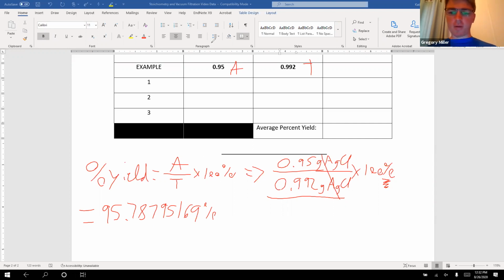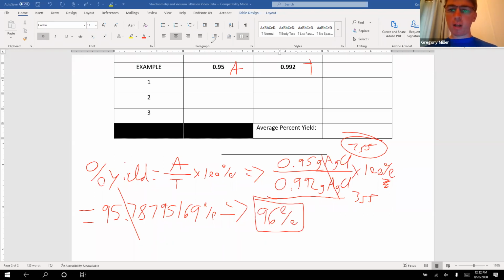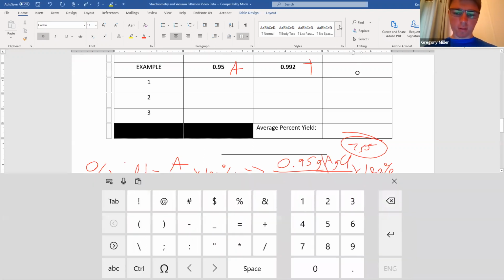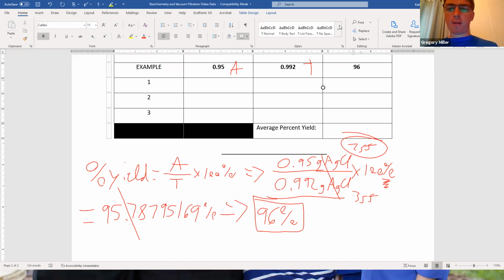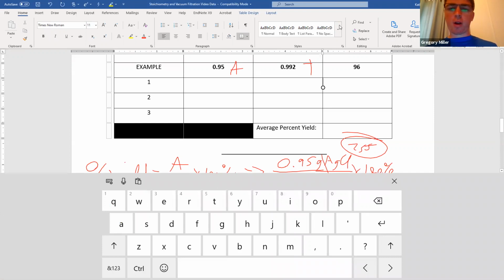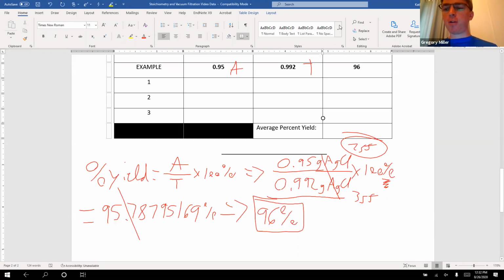And we get a whole bunch of significant figures. This has 2, this has 3, so we're limited to 2 significant figures. We'll round that to 96% yield, which is pretty good. So that's the percent yield for the example calculations. When you do this, you would have values for trial 1, 2, and 3, and then you can take the average of those, add them all up, divide by your total number of trials, and you'll get your average percent yield.